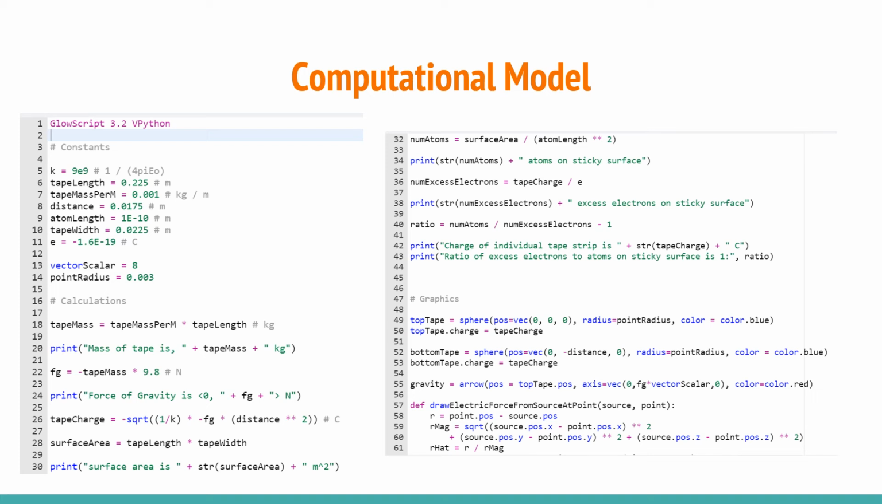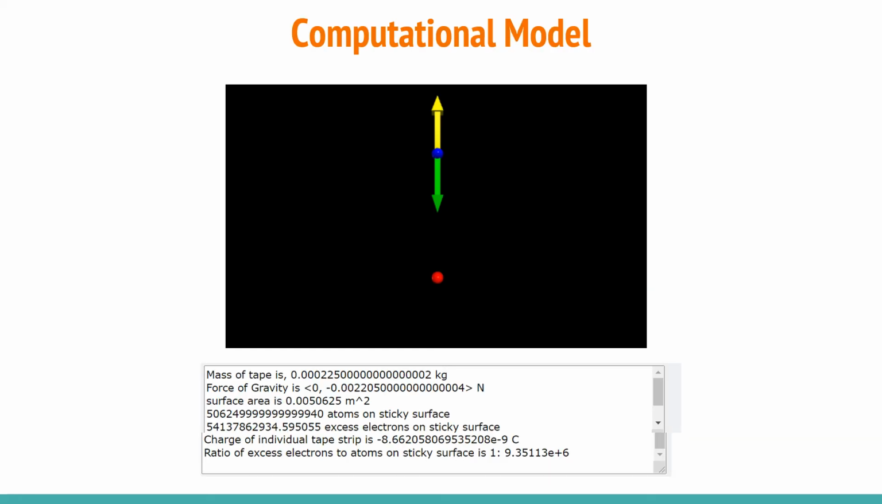Using the previous measurements and calculations, I created a computational model in GlowScript. The code is based off of the source code from Lab 0. I started by inserting the constants, then the equations, and finally visualizations and printed outputs. The code produces the following model with printed statements regarding the calculations I previously discussed.